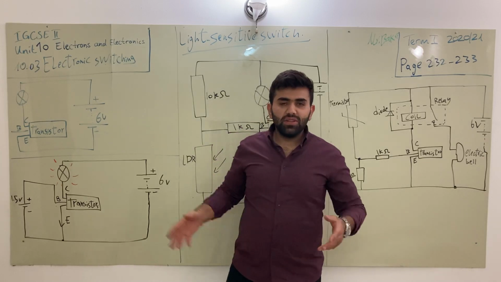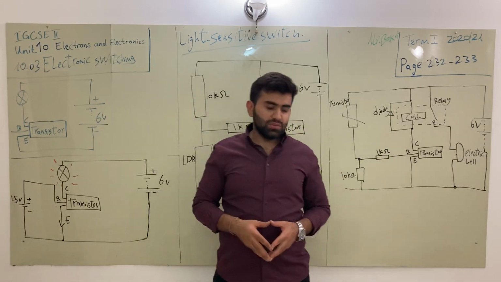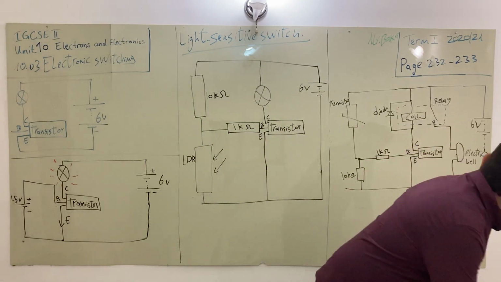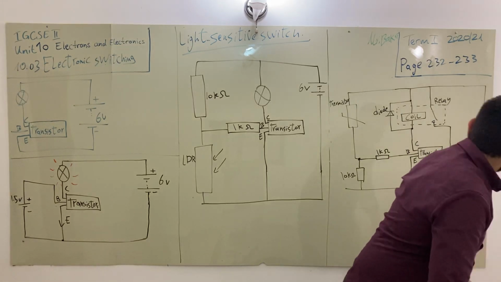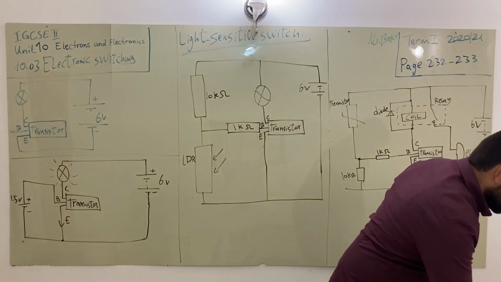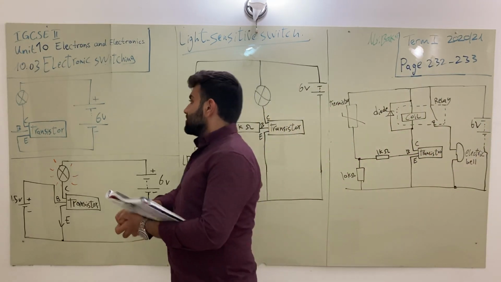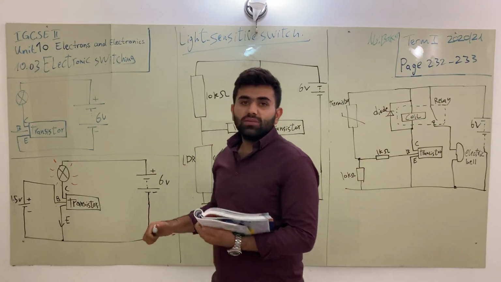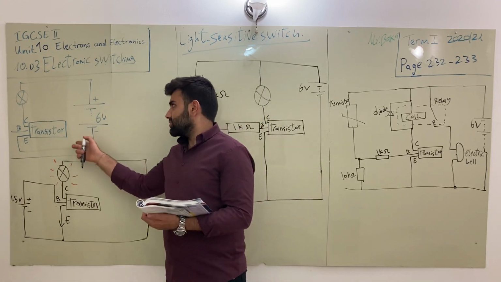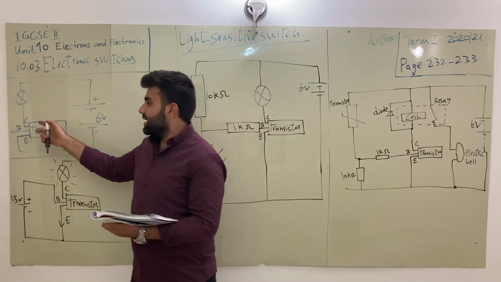We're going to continue with 10.3 electronic switching. Page 232, 233. As you remember, we said about here you can see the transistor for sure, the battery, and lamp.